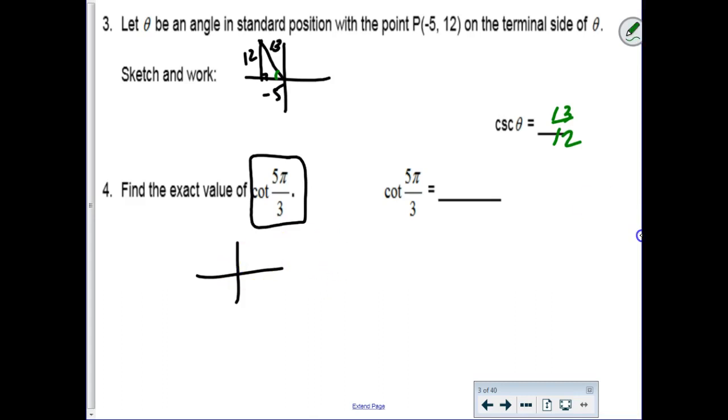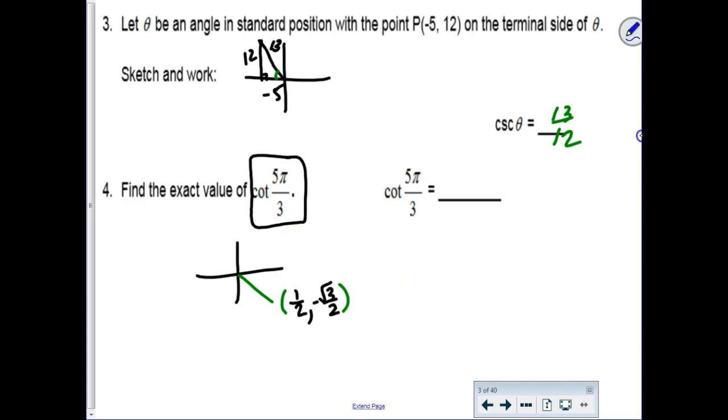It's like down here, isn't it? Well, I didn't draw it very well. What's new? But what's the ordered pair down here at 5 pi over 3? Is it 1/2 comma negative square root of 3 over 2? Okay. So then I have to remember, how do I find cotangent?